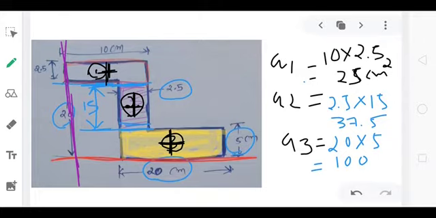So the distance from this baseline and reference line are x1, x2, x3 and y1, y2, y3. We'll find out x1, x2, x3 first, then we'll find out y1, y2, y3.